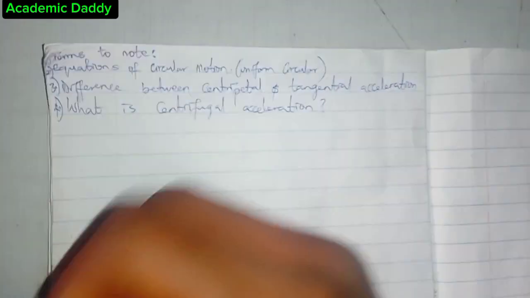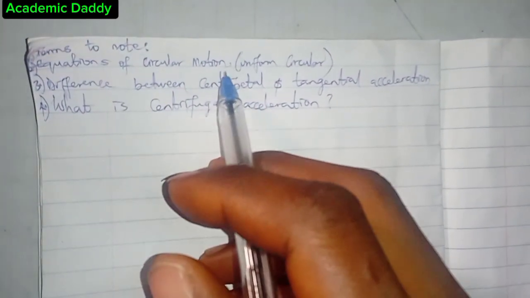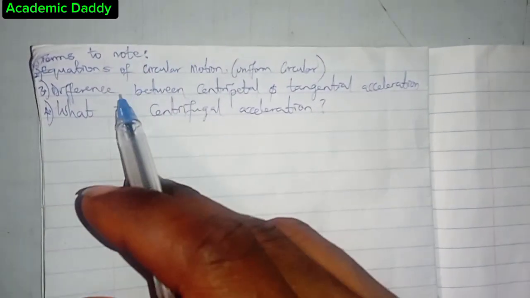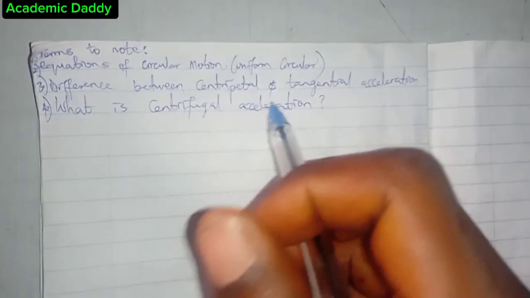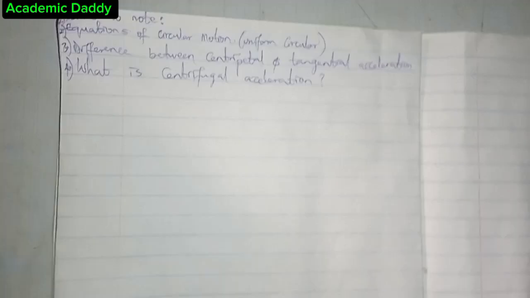Today we're going to be treating circular motion, and there are terms to note. We'll be treating equations of circular motion. Then we're going to be taking notes of certain terms and their formulas. Then the difference between centripetal and tangential acceleration. Then we'll talk about centrifugal acceleration. Alright, so with that said, let's use this.